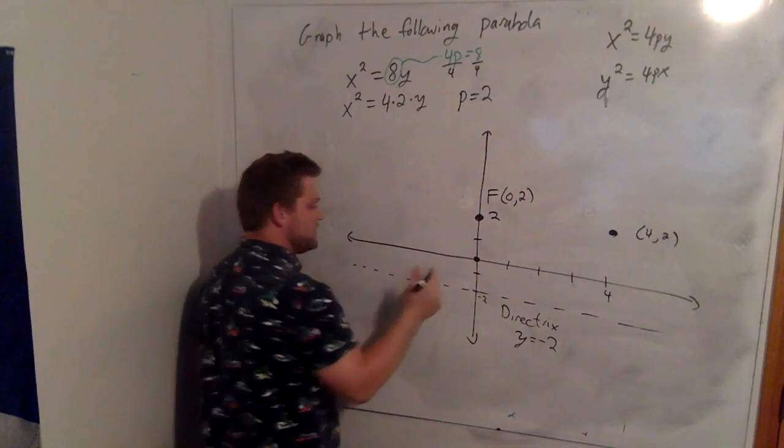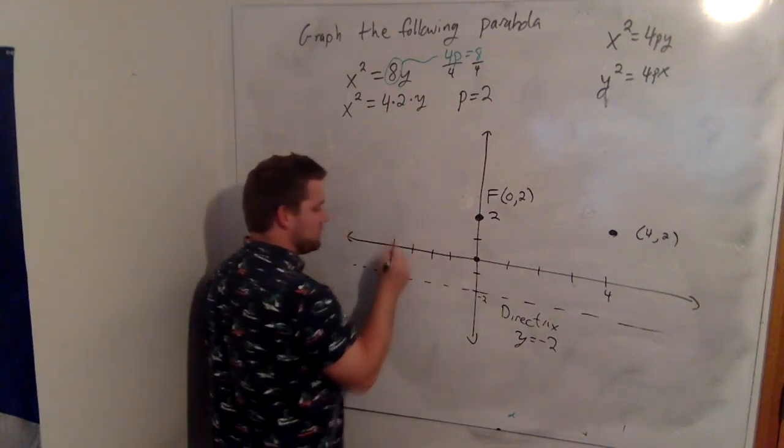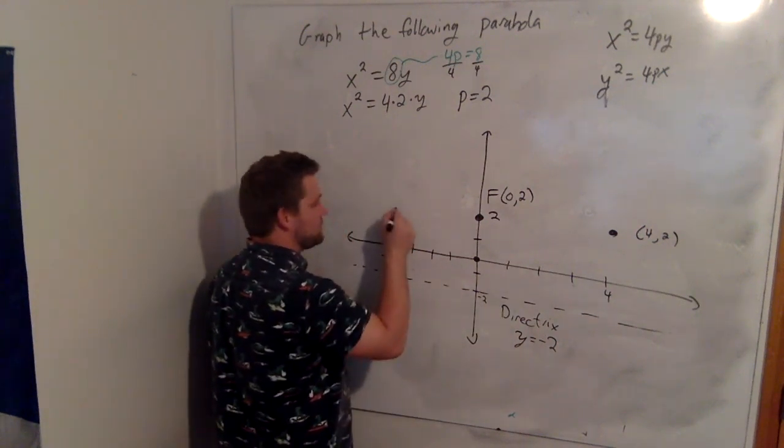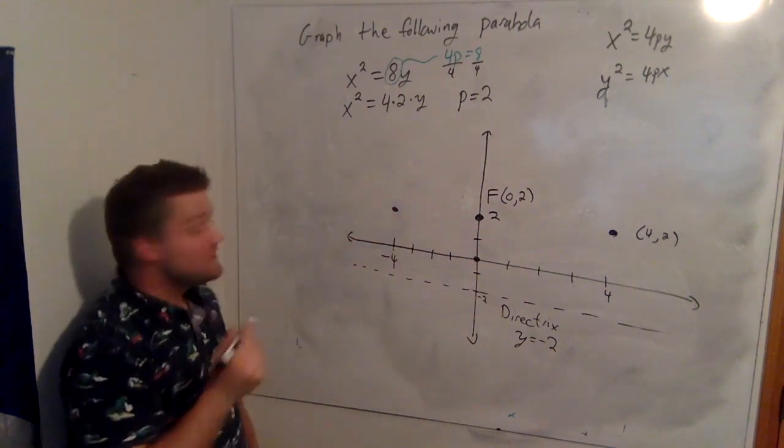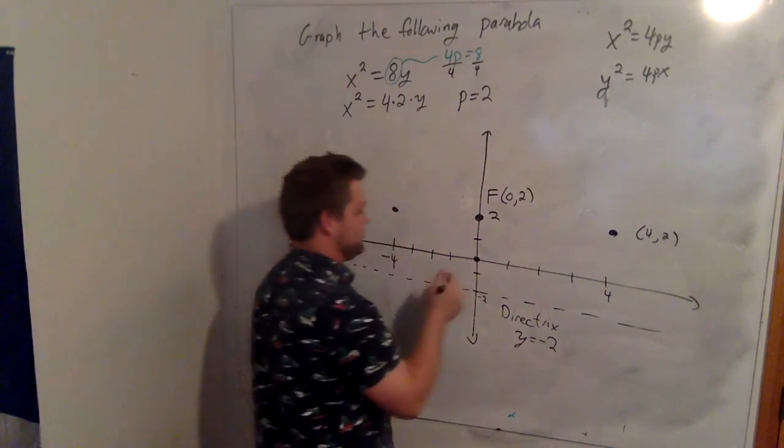Now I'm just going to go to the other end. Here's -4. This will be another point on our parabola. And now we're just going to connect these 3 points.